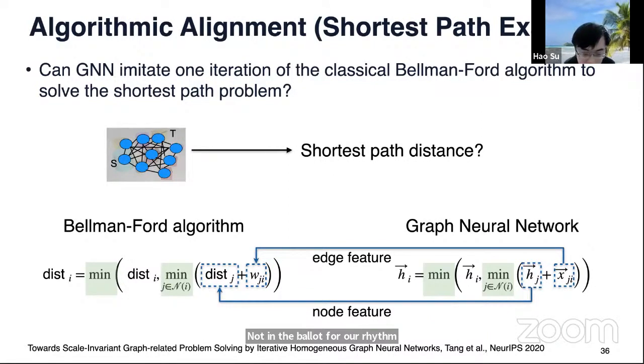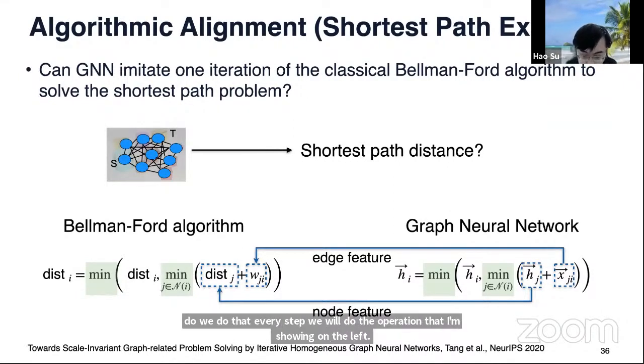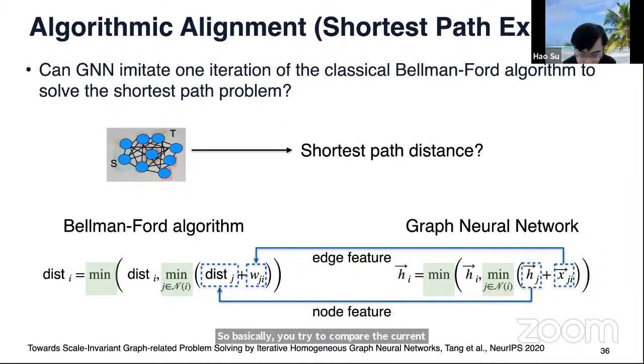Now, in the Bellman-Ford algorithm, what do we do? At every step, we will do the operation that I'm showing on the left. So basically, you try to compare the current recorded distance with the possible distance propagated from its neighbors, where dist i or j are the shortest distance so far to reach a current node from a certain source node, and w_ij is the weight.